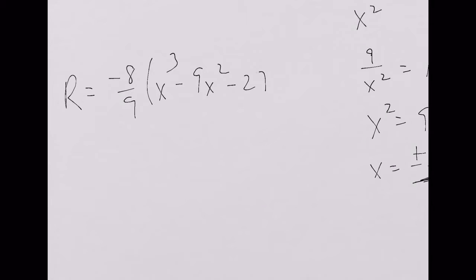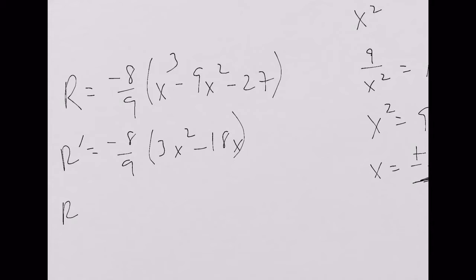But on our number 4, we had an equation for revenue was negative 8/9 x cubed minus 9x squared minus 27. And so on this one, if I'm finding the first derivative, I have my constant times 3x squared minus 18x. And then if I take the second derivative, I'd have my constant times 6x minus 18.